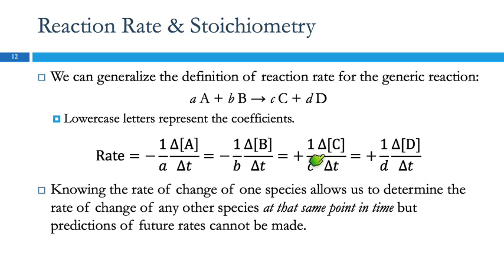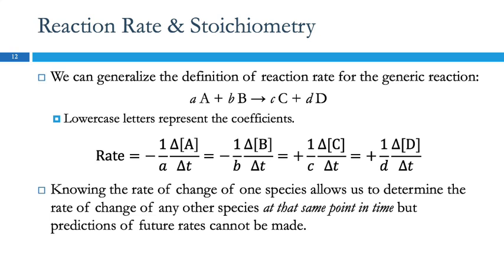These are products. The changes in concentration are positive, and so we do not need a negative sign. They put a positive here just to point out that this is not negative. But otherwise, it's the same. 1 over the coefficient times the change in that concentration divided by the change in time. Okay? If we can monitor the change in one of these species, one of the reactants, one of the products, then we can figure out what the rate of change is for all of the other things, because they are all related to the same rate.